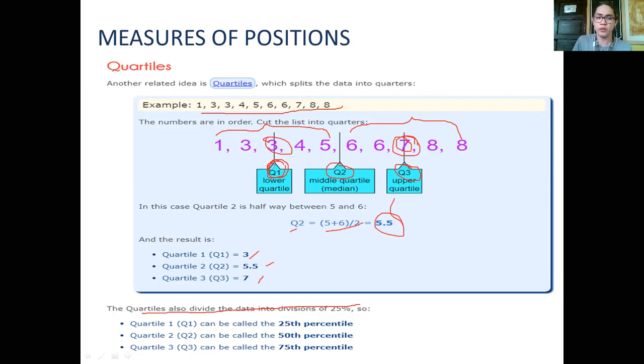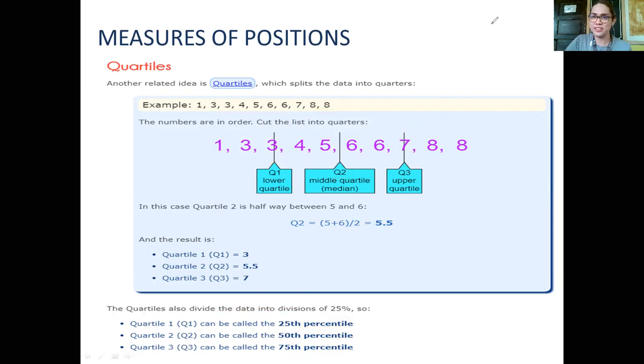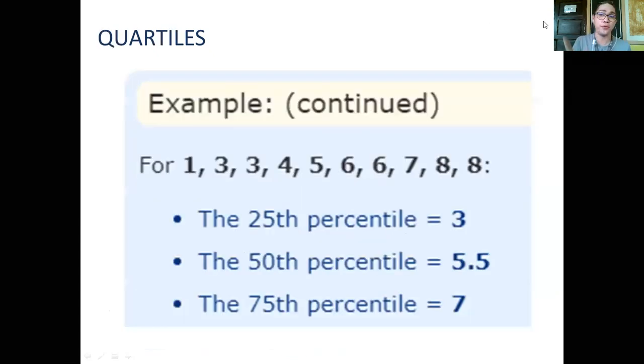In short, quartile 1 can be known as the 25th percentile. Quartile 2 can be known as the 50th percentile. And quartile 3 can be known as the 75th percentile. So I hope you can follow. Okay, so that is just a very easy concept for you, I guess.